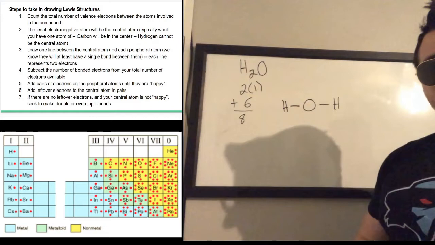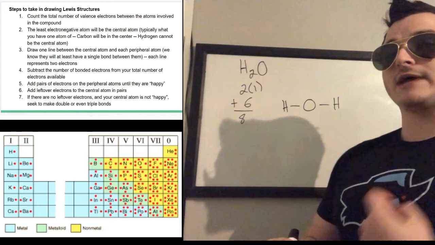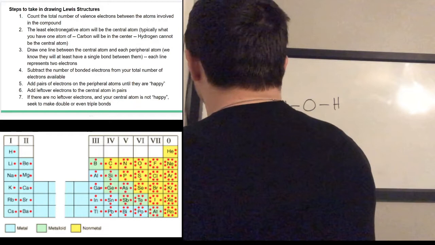And so now we've drawn two lines. How many electrons have we used? Well, each line represents two electrons. Two times two is four. I've got four leftover electrons.